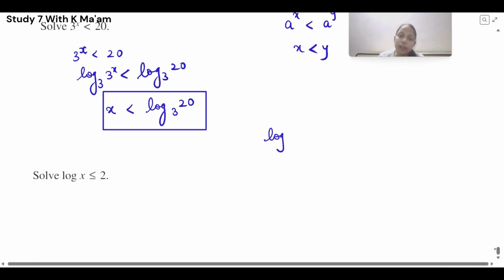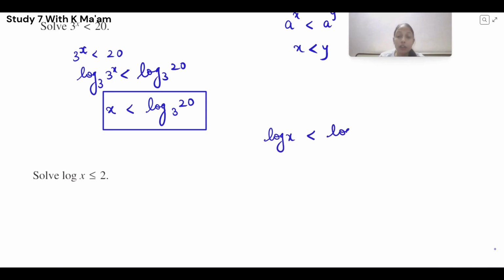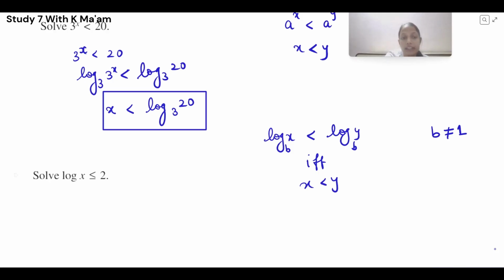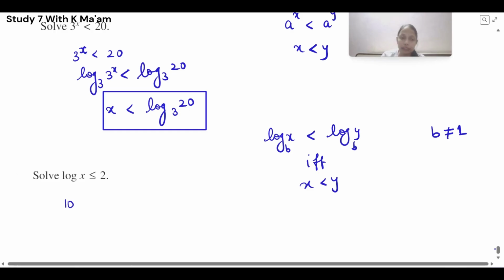Next is the log form. So same, if you have log x less than log y with base b, make sure the base is not 1, then x can be less than y. Log x is less than or equal to 2. I can take 10 power on both sides: 10 power log of x is less than or equal to 10 power 2. This will turn to 1. x should be less than or equal to 100. Up to this is done.